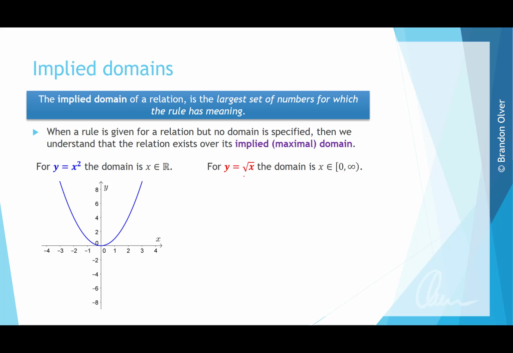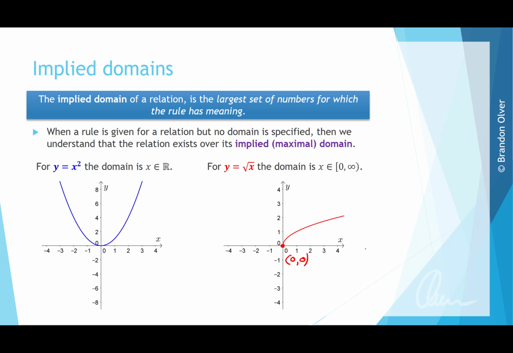If we then consider y equals the square root of x, the domain is x is an element of [0, infinity). And that's because we can't have the square root of a negative number. It has no meaning for that rule. So when we plot it, you can see that the graph only exists from (0, 0), this point here, off to infinity in the positive direction.